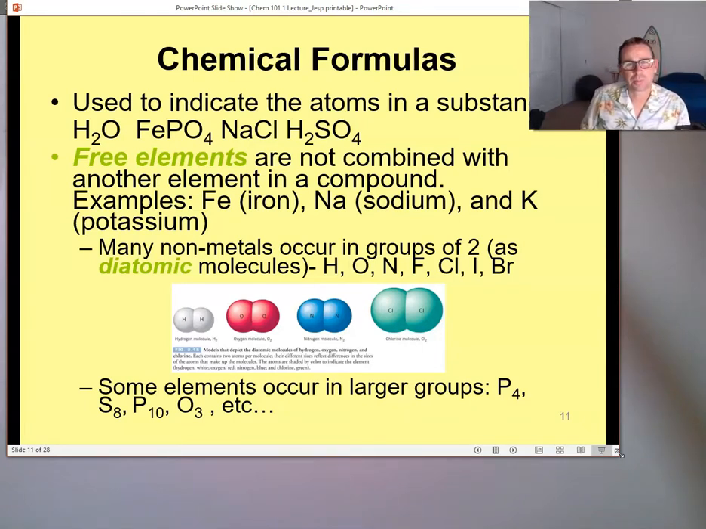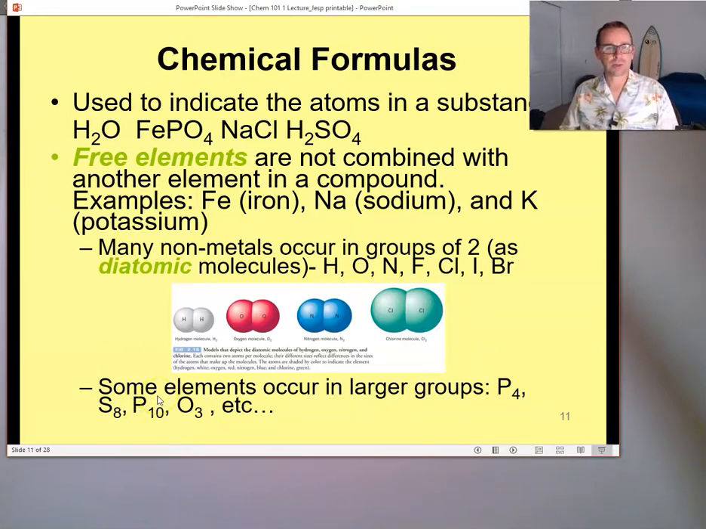Well, when I see O3 at the bottom, the ozone, all the others are even, so I would expect all to be an even number if they're going around in pairs. Well, it's not only groups of 2. It can be groups of 3. It can be groups of 8. Phosphorus can be found as a group of 4 or a group of 10.